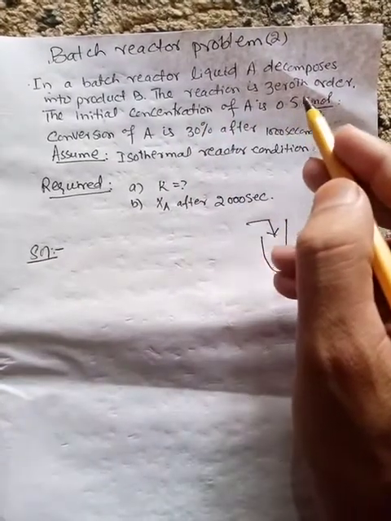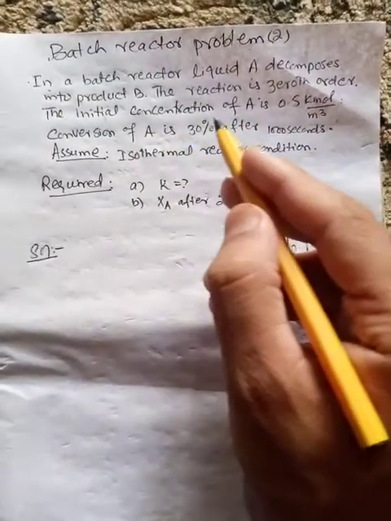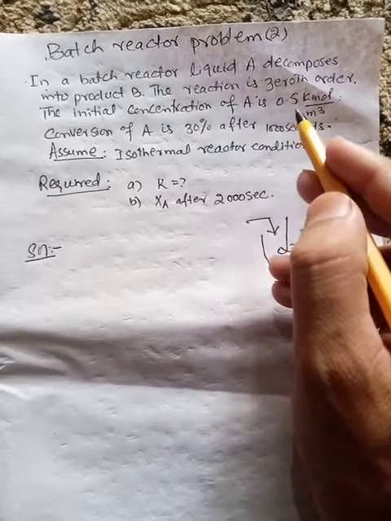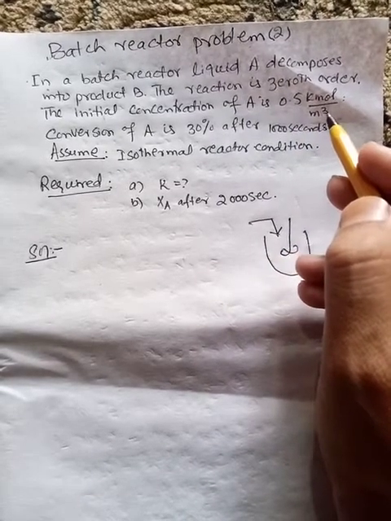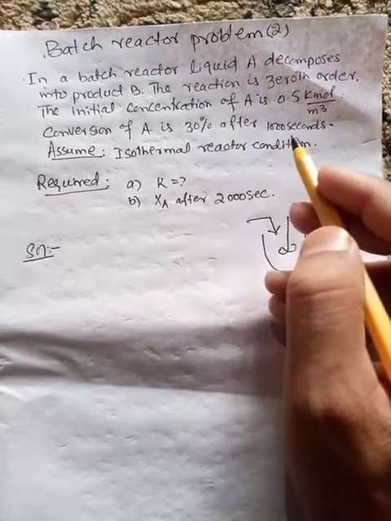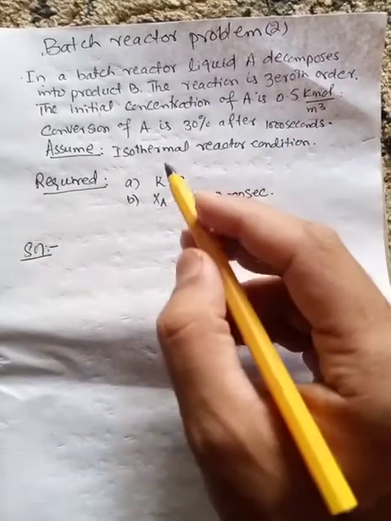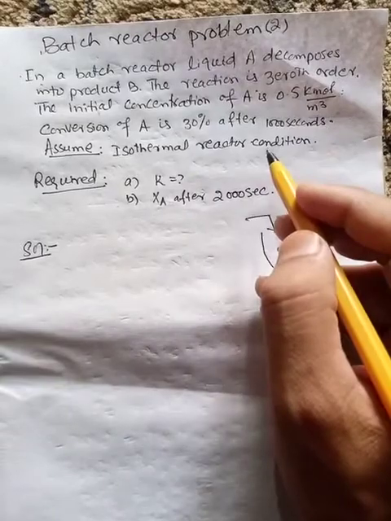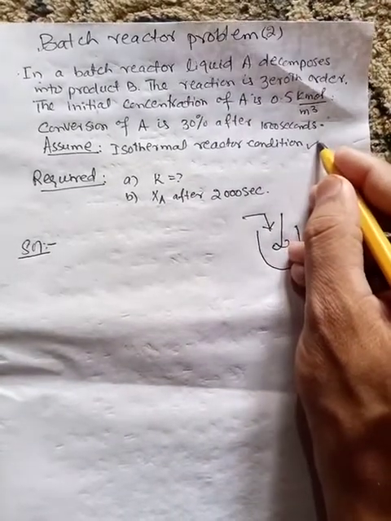The reaction is zeroth order. The initial concentration of A is 0.5 kilomole per cubic meter. Conversion of A is 30% after 1000 seconds. Assume that the reactor is in isothermal condition.